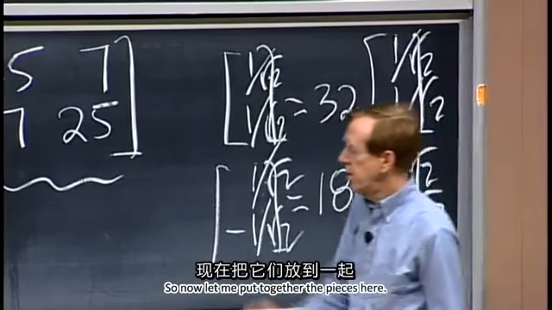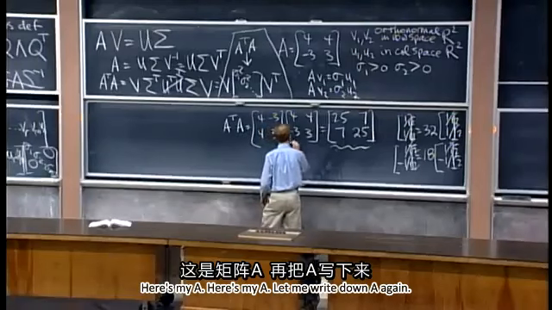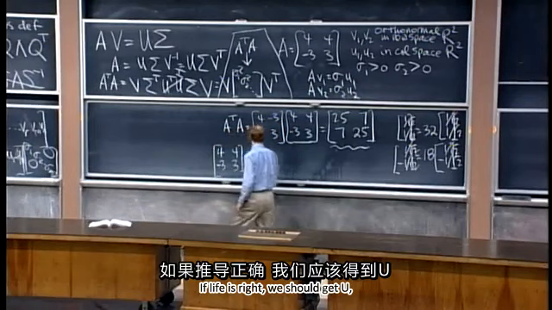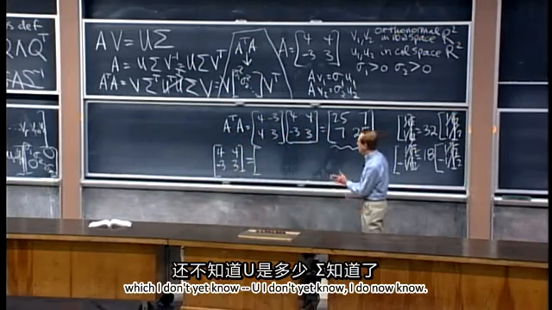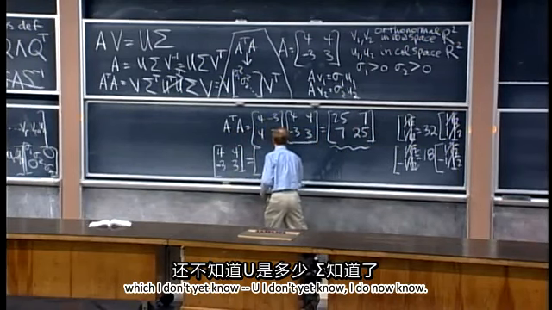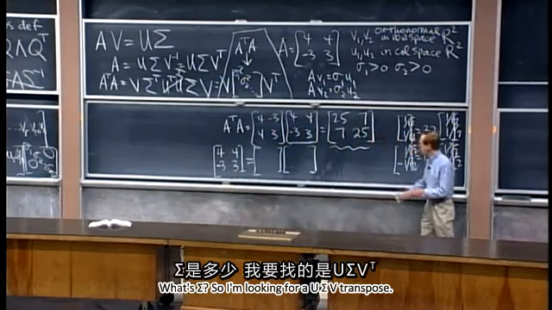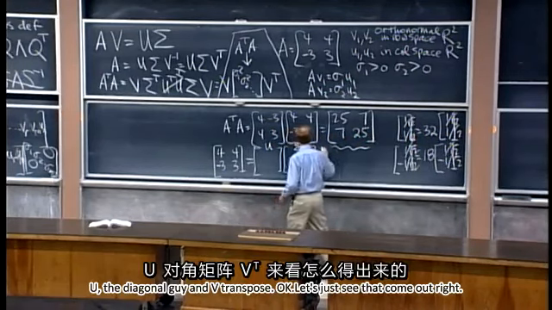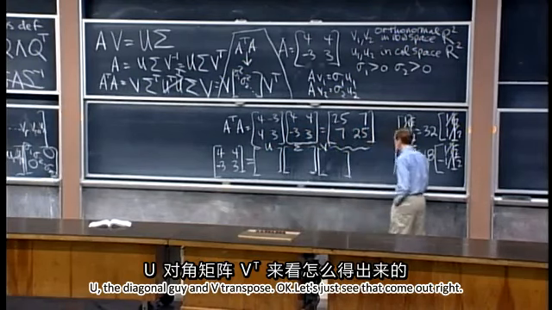Here are the V's. So now let me put together the pieces here. Here's my A. Let me write down A again. This should, if life is right, give us U sigma V transpose. U I don't yet know. Sigma, I do now know. So I'm looking for U, the diagonal guy, and V transpose. Okay, let's just see that come out right.